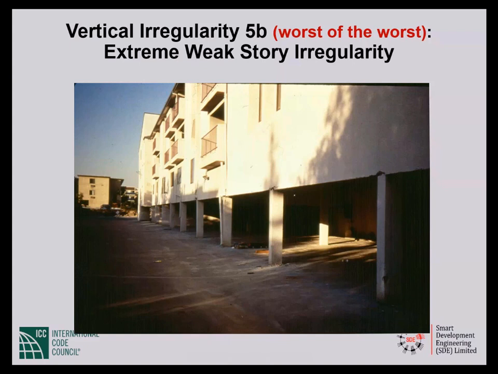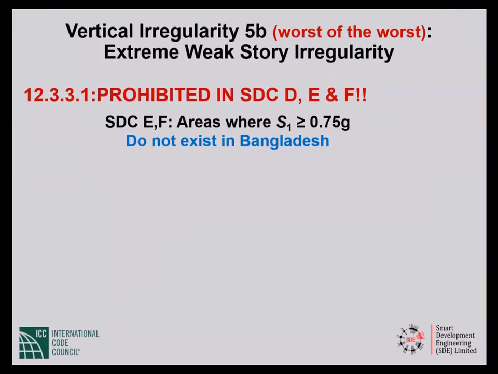A building like that could very well have a soft story as well as a weak story. Typically, it is both, and it may even be extreme soft story and or extreme weak story. You have to be very, very careful with this. 5B, extreme soft story, is prohibited even in design category D. This is big. It is prohibited in design category D.